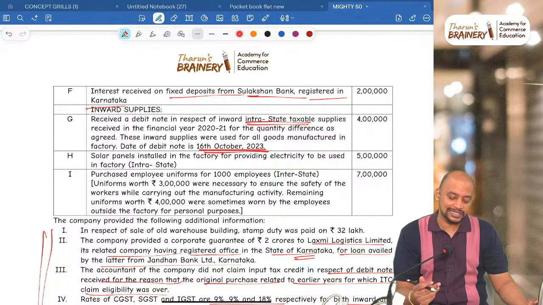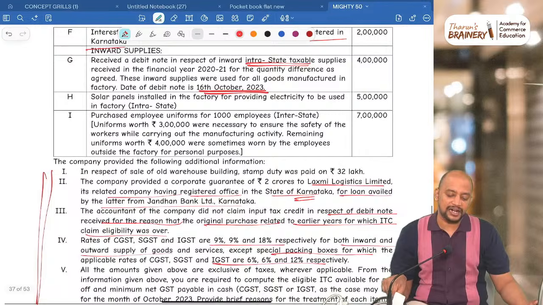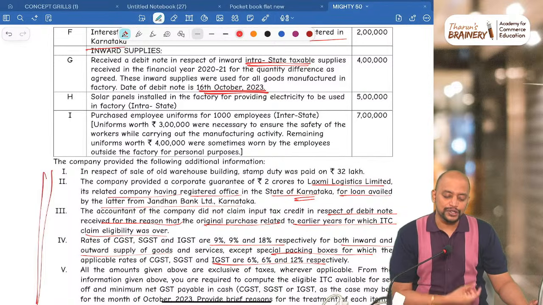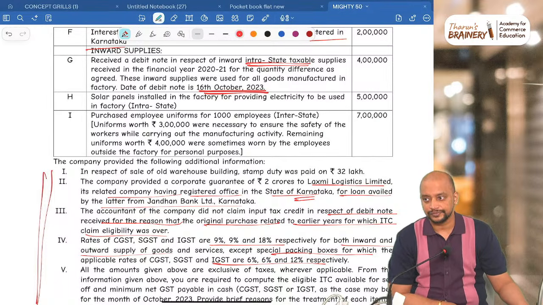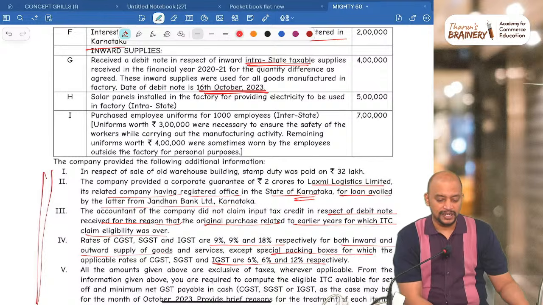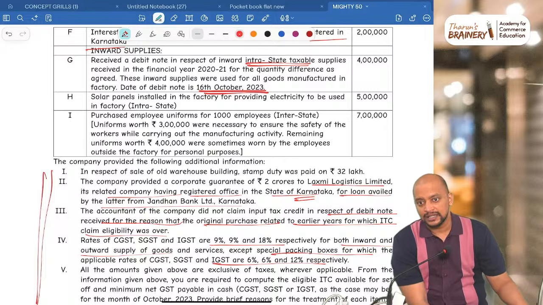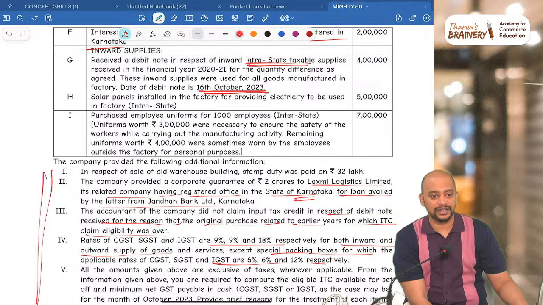So CGST, SGST. Solar panels installed in the factory for providing electricity to be used in the factory, 5 lakhs. First, can we take ITC with respect to this? No. Why? Solar panels installed in the factory for providing electricity to be used in the factory. So solar panels will come under immovable property. Construction of immovable property. Any goods purchased for construction of immovable property will be blocked credit.